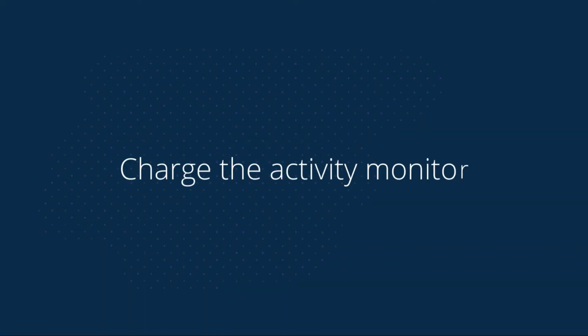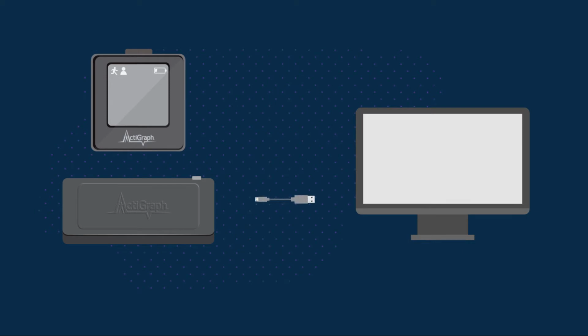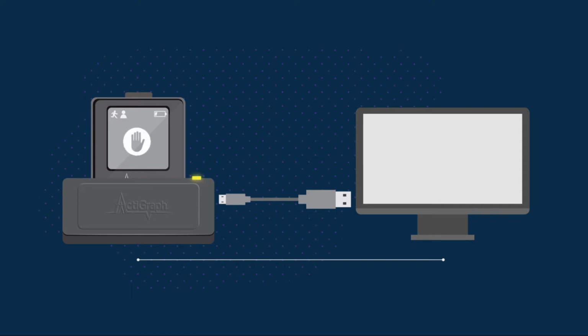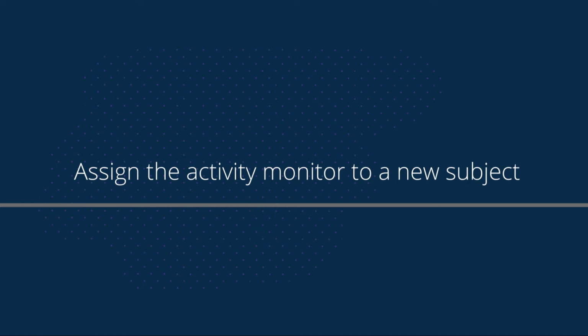The activity monitor must be fully charged before assigning it to a subject. Connect the charging dock to your PC with the USB cable or a power outlet using a USB power adapter. Insert the activity monitor. When the yellow light on the dock turns green, the activity monitor is fully charged. This can take up to 2 hours. Now we're ready to assign it to a new subject.